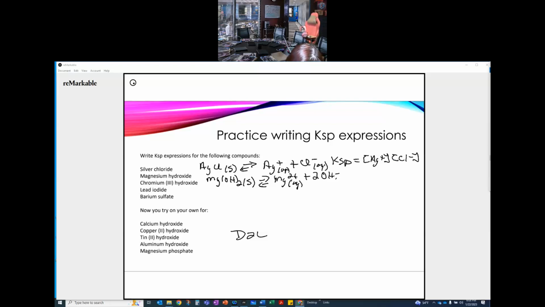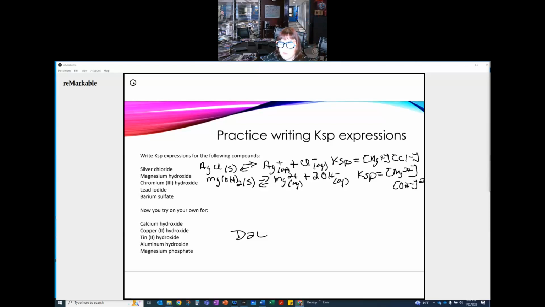I get a little lazy and I don't always write them. So Ksp for that is going to be the concentration of the Mg2+ times OH- squared. I didn't give myself a lot of room, so unfortunately I had to write that down below. When we talk about the chromium(III) hydroxide, let's go ahead and give ourselves some more space.